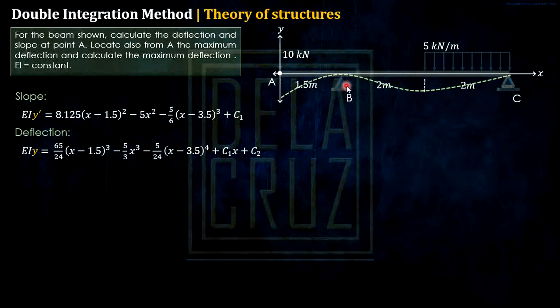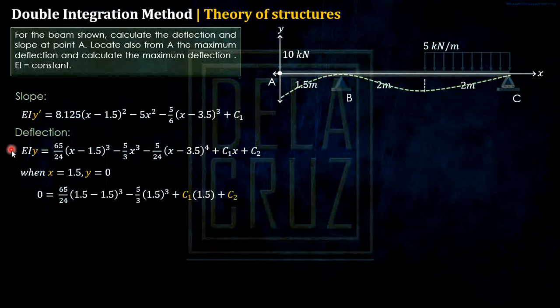Okay, at point B, that is a support, when x is 1.5, our deflection here, as you can see, is 0. So if we substitute this x here, this is what happens. Okay, substitute. We used the deflection formula because y is 0.